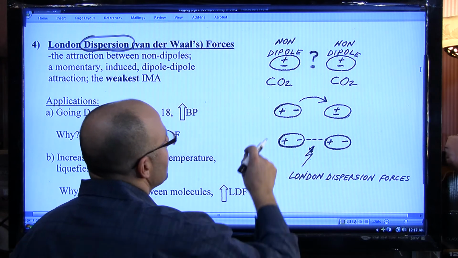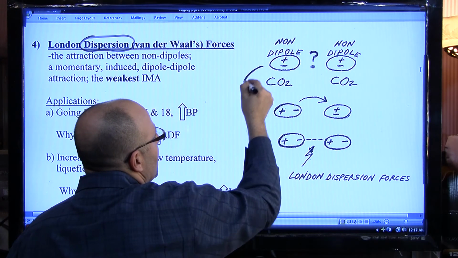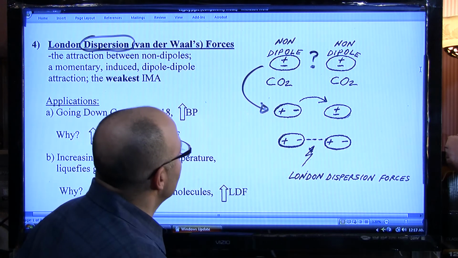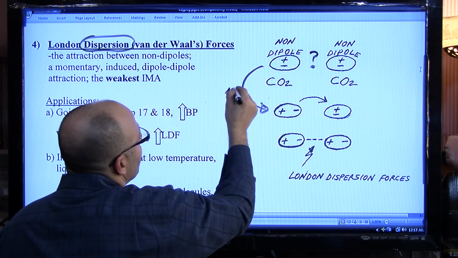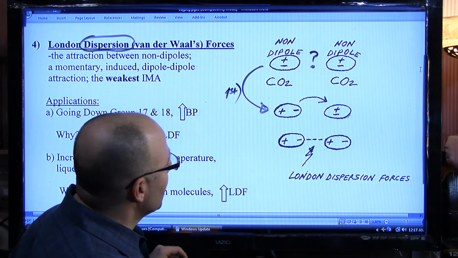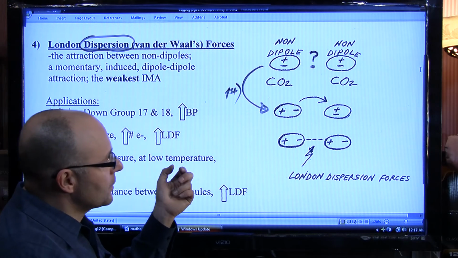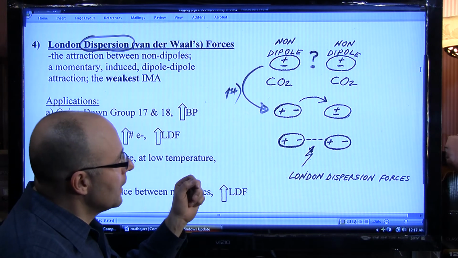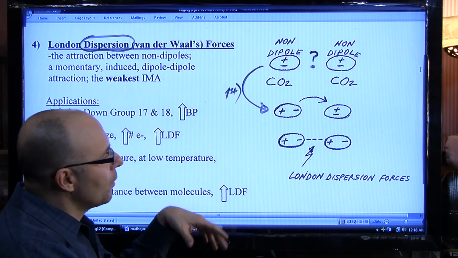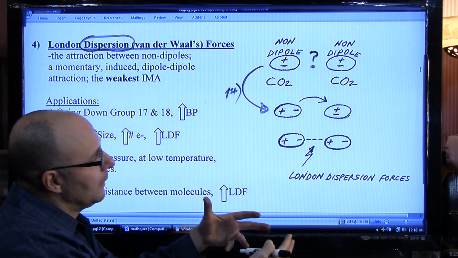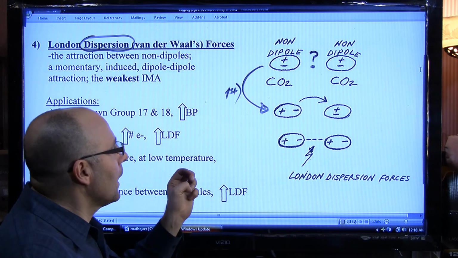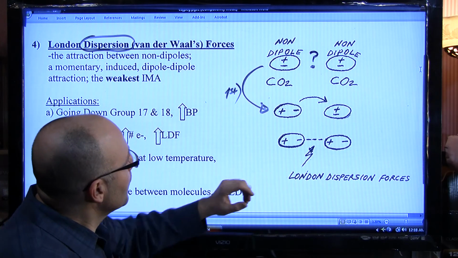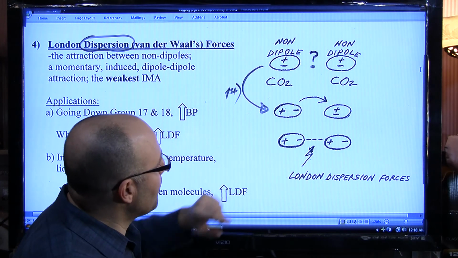What's proposed is that one of these molecules ends up turning, by chance, first of all, into a dipole. And that's certainly possible because this positive and negative thing really has to do with the motion of electrons. And it is possible for there to be more electrons on one side of the molecule than the other for a moment in time. And so momentarily, that molecule turns into a dipole.